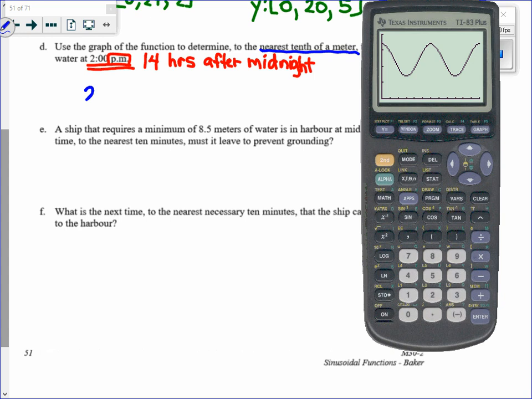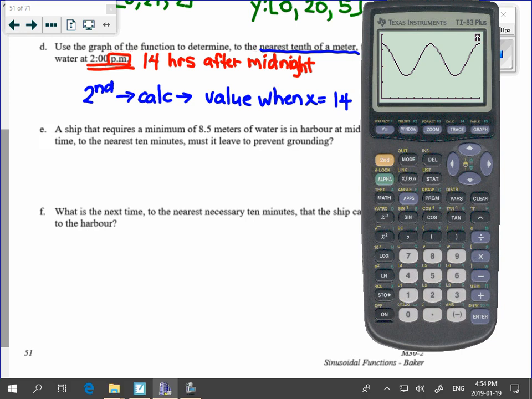Okay, so we're going to have to go second. We want to calculate a value when x is 14 hours after midnight. And if you do that, second, calculate a value when x is 14, it tells you that your y is 14.5, okay?